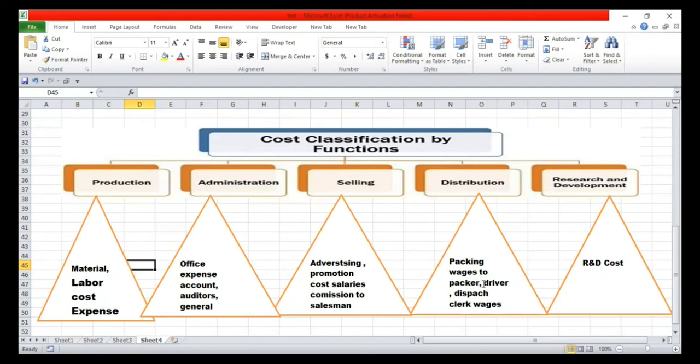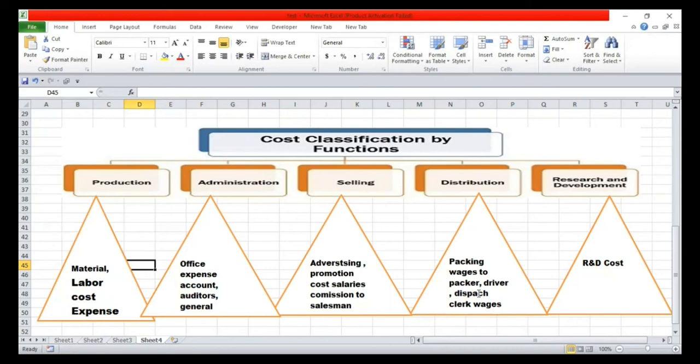And then the dispatch clerk, who is also part of the distribution department, we also pay him salaries or wages. So this cost is also part of this process. Then we pay rent of our warehouse. This will be considered as cost of distribution. So these are the different costs which we incur during the distribution process.